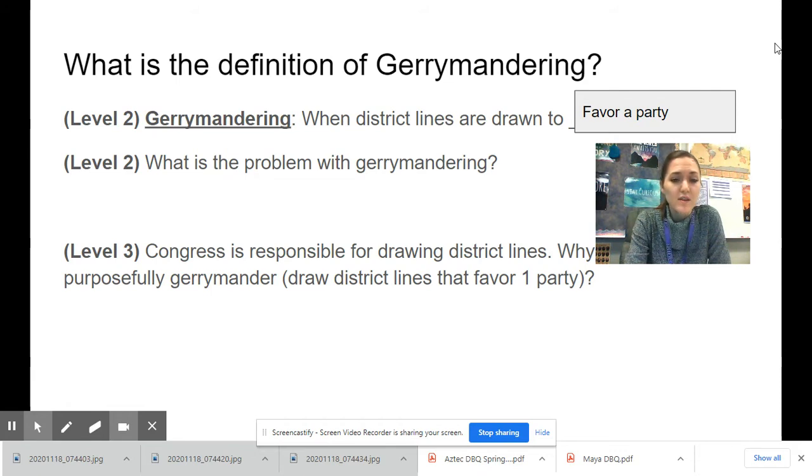All right, so what's the problem with gerrymandering? What are some bad or negative things that are coming from gerrymandering? Go ahead and think about it for about 30 seconds and I'll reveal the answer to you.